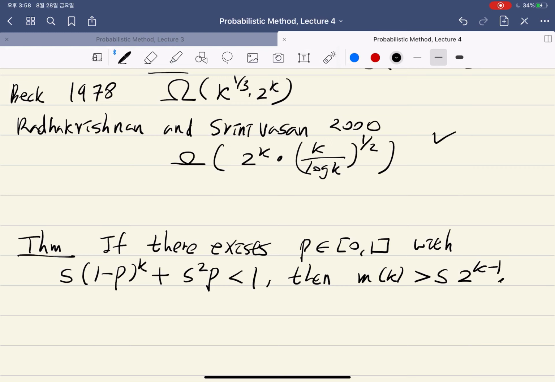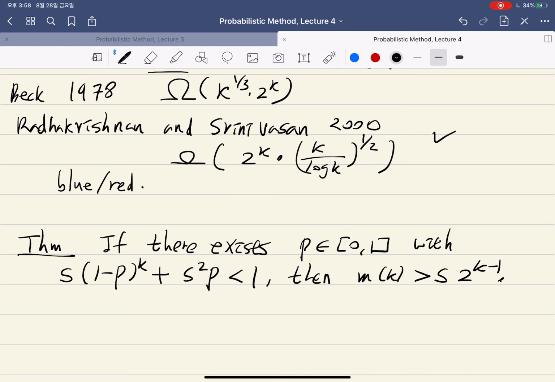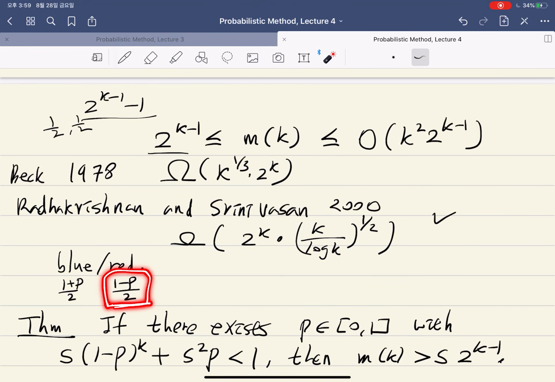So here, what we want to do is color the vertices blue or red. Let's say we have this many edges. Before, it was blue with probability half and red with probability half. But now we want to do it slightly differently. We want to color blue with probability (1 plus p) over 2, and red with probability (1 minus p) over 2. Then we have slightly more edges than before, but the red probability is also smaller. So even with this condition, we can show that there are no red monochromatic edges.